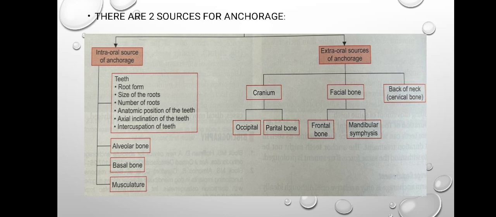Extraoral sources of anchorage are divided into cranium, facial bone and the back of the teeth. Cranium includes the occipital bone and the parietal bone. Facial bone includes the frontal bone and the mandibular symphysis.